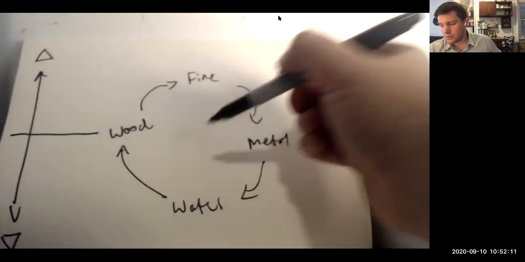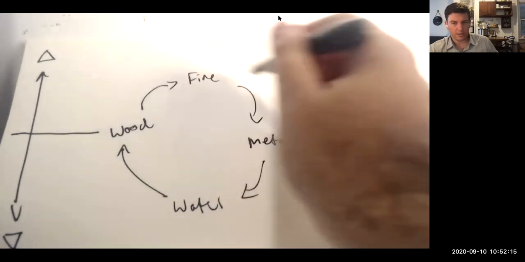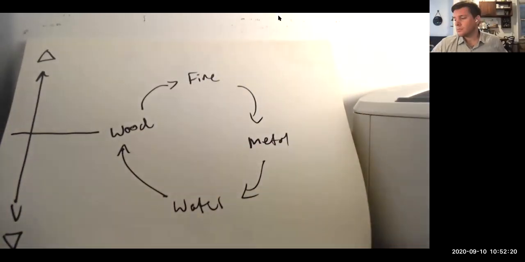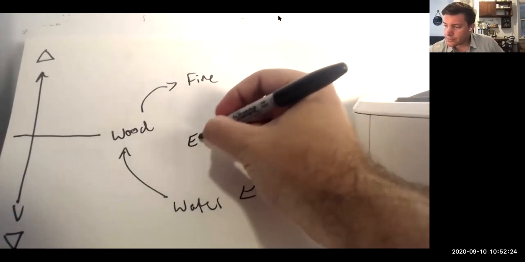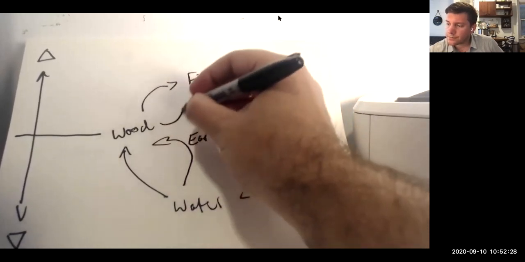Right? So down here, we've got the most yin. As it rises up, it becomes more yang. And we just get this nice little circle. Easy, straightforward. We only get 4 here. So we put earth in the middle as the thing that holds all of this wheel together.